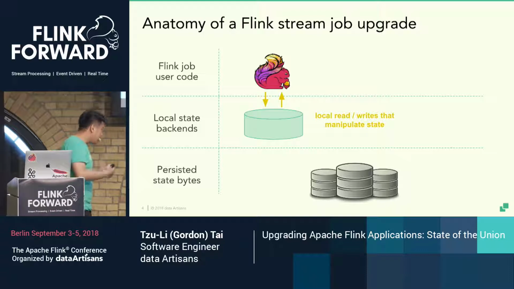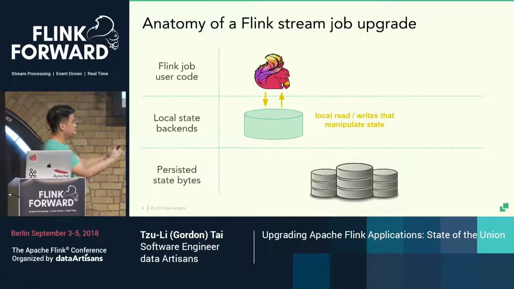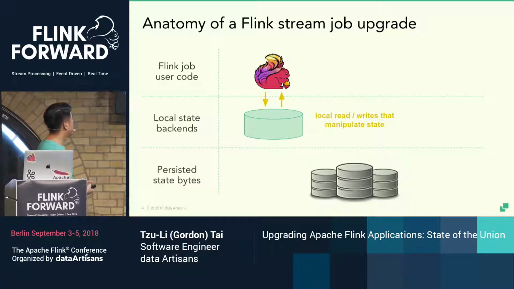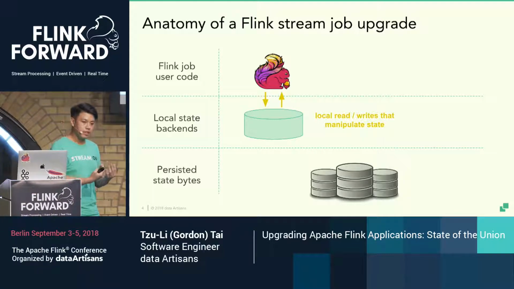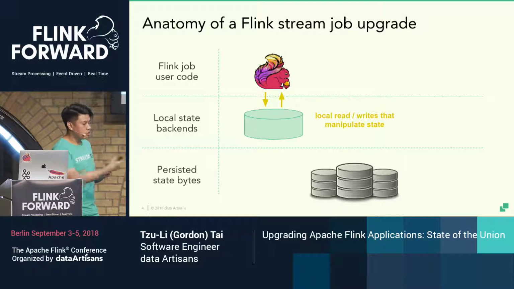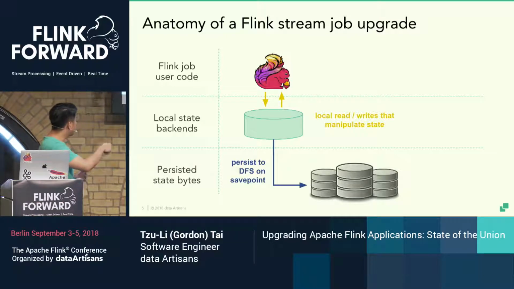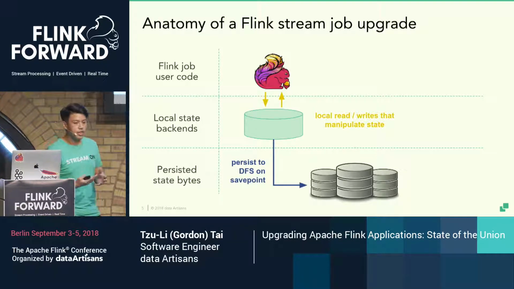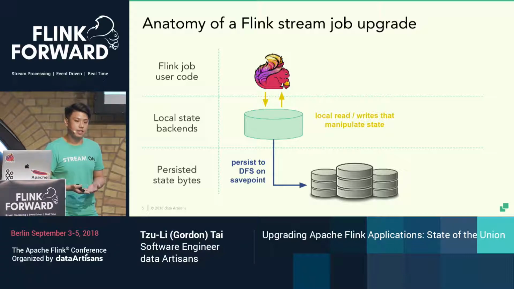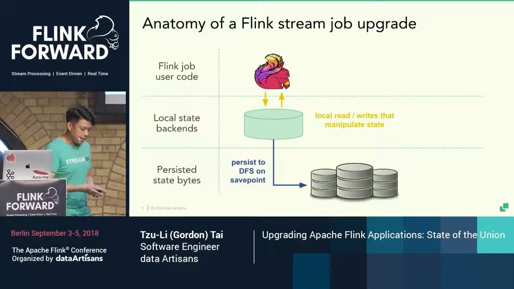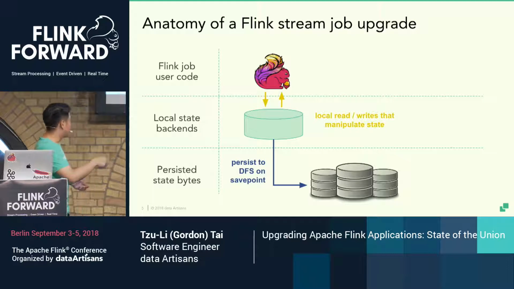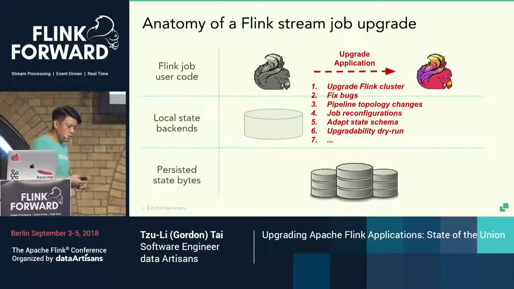So just a very quick recap of the baseline feature that savepoints provide for users. You have your running Flink user code job, and this user code interacts with the local state backends, manipulating the state in there. On every checkpoint, Flink would persist all this state into a central DFS as state bytes, and this would form a savepoint in the DFS. And then you would upgrade your job.